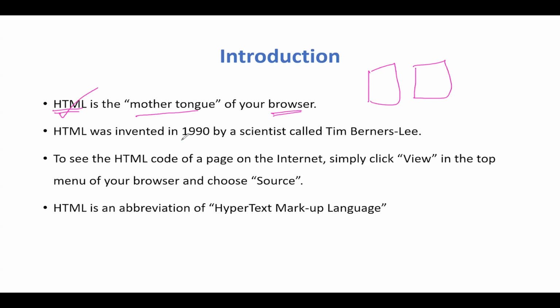HTML was invented in 1990 by the scientist called Tim Berners-Lee. This is the name which you will come across when we are talking about www as well. So, Tim Berners-Lee is a very important name. He also invented HTML in the year 1990. To see the HTML code of a page on the internet, simply click View on the top menu of your browser and choose Source. By doing this, you can view the source code of a web page. So you can try this after watching this video.